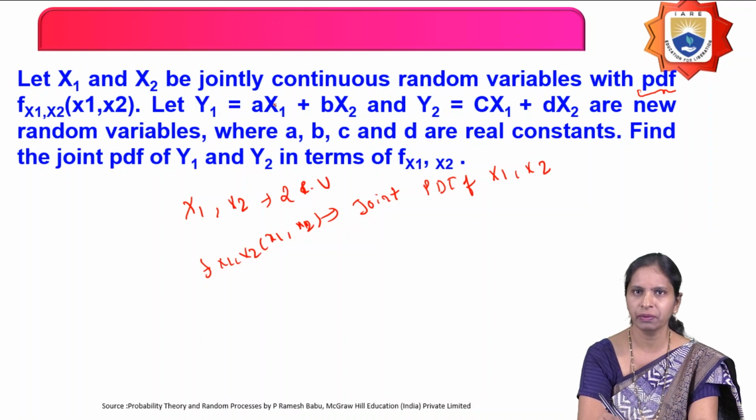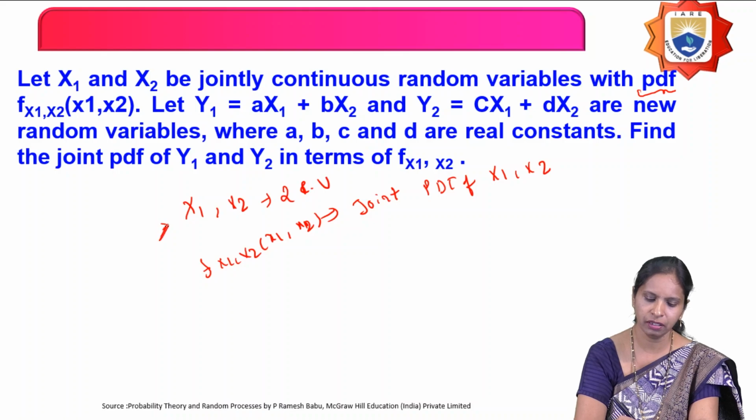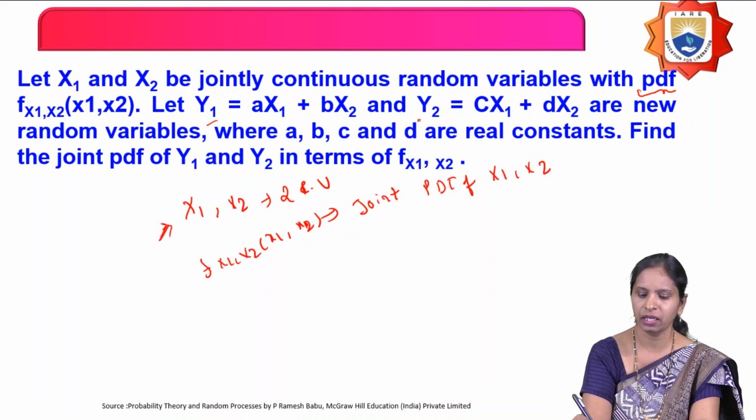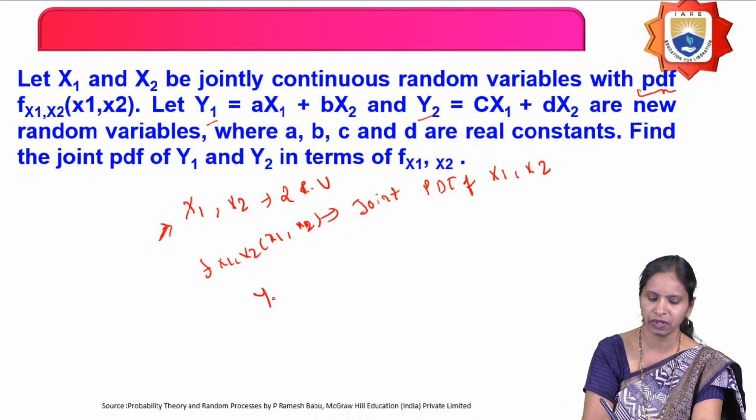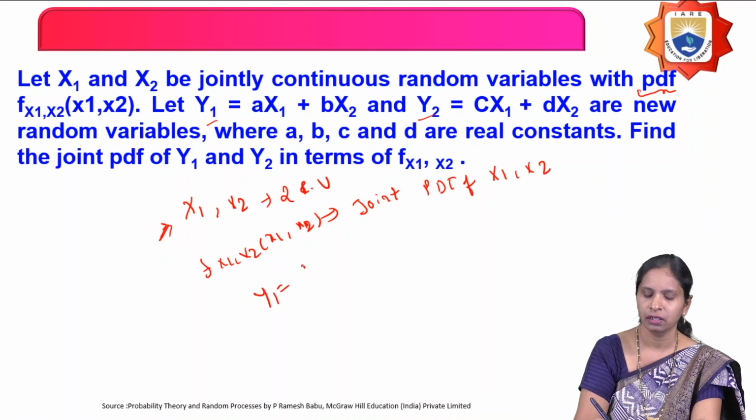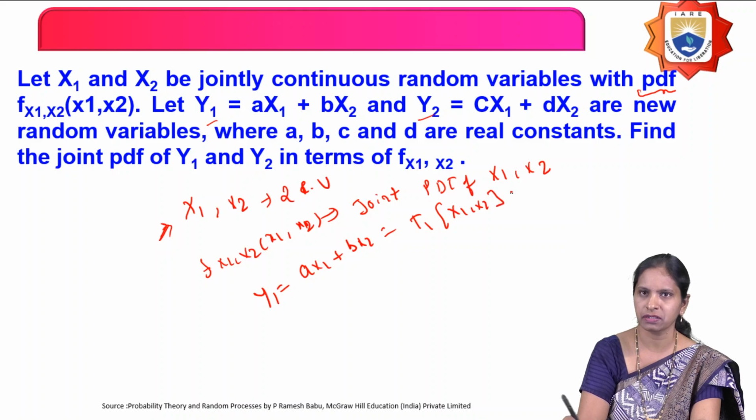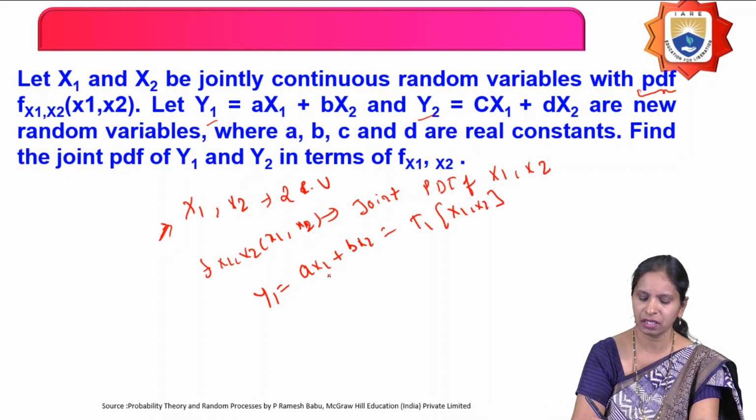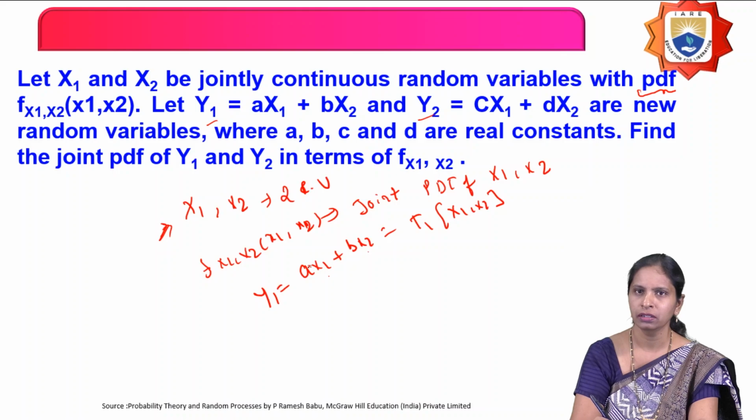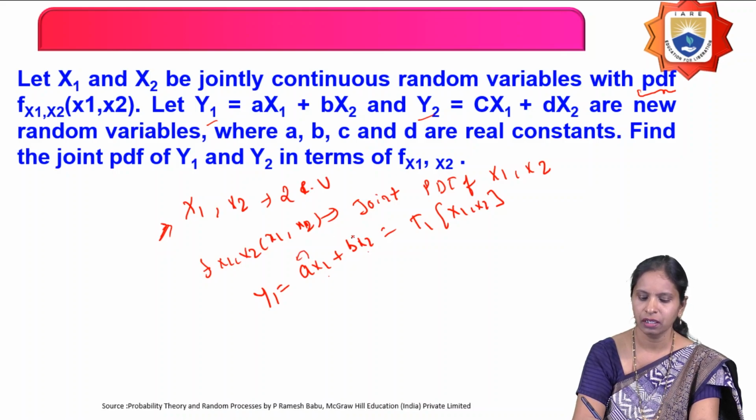After that, what have they given? The two defined random variables are transformed into new random variables y1 and y2. Therefore y1 equals a x1 plus b x2, nothing but a transformation of x1 comma x2. It means you are performing operations on x1, x2. How? You are multiplying the random variable x1 by a and the random variable x2 by b, and then adding these two so that you get a new random variable y1.